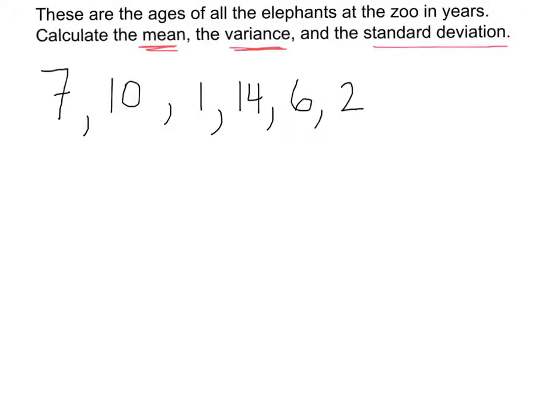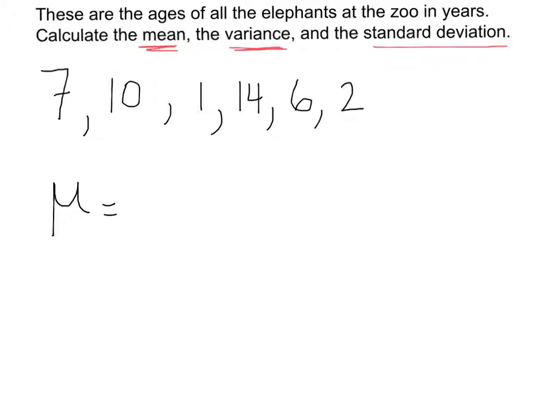So the problem says these are the ages of all the elephants at the zoo in years. Calculate the mean, the variance, and the standard deviation. Now, since it is all the elephants at the zoo, this is our total population, and we represent the mean of the total population with mu.